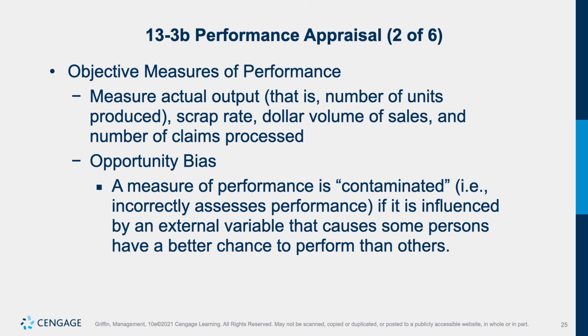Looking at opportunity bias, this is when a measure of performance is contaminated, when the measure of performance incorrectly assesses performance, when it's not a valid measure or a valid assessment of performance, right? It doesn't really measure or assess the performance correctly, and it's contaminated. It could be based on some external influences. That's why such contamination happens, and why it doesn't measure or assess the performance correctly. That's it.